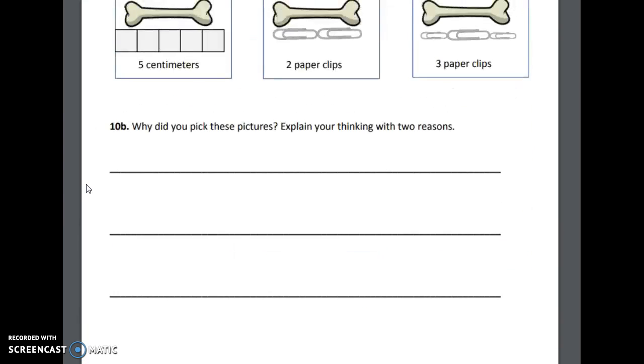Now on this next question, you're going to have to write, why did you pick these pictures? You'll explain your thinking with 2 reasons. In other words, you'll give 2 reasons why you picked those particular pictures as being correct. Remember how we've talked in class about measuring accurately. Pause the video and answer the question in sentences.